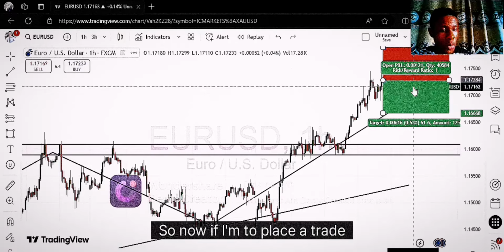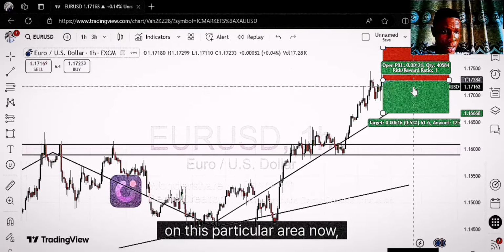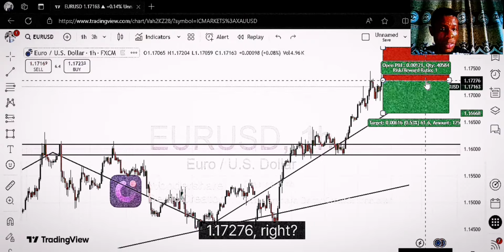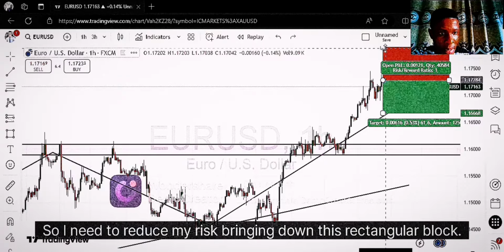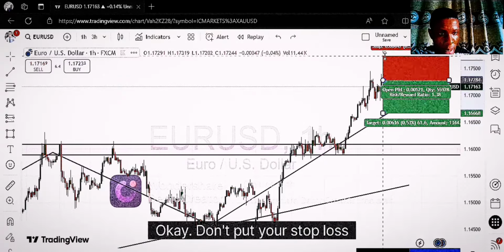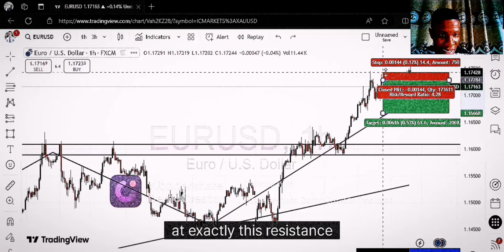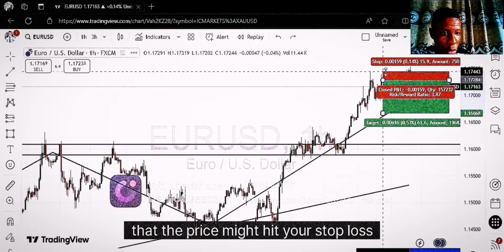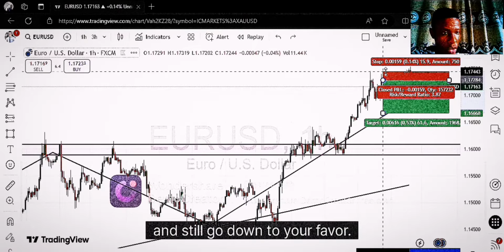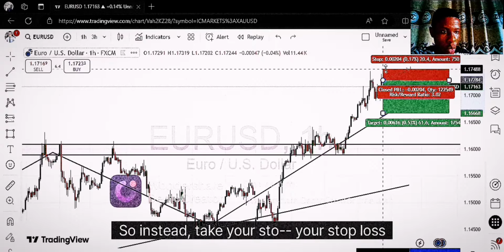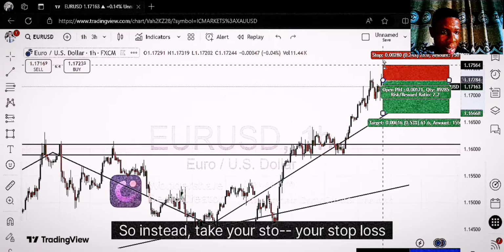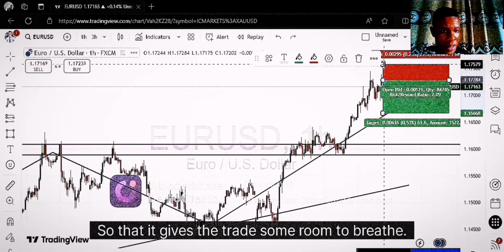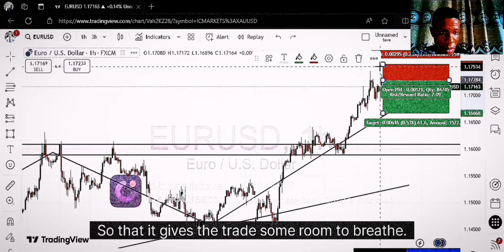Okay, so now if I'm to place a trade on this particular area, let's assume this is where the price is, 1.17276, right? So I need to reduce my risk, bringing down this rectangular block. Don't put your stop loss at exactly this resistance, because there is every tendency that the price might hit your stop loss and still go down in your favor. So instead, take your stop loss a bit above the candle, so that it gives the trade some room to breathe. Do you understand?